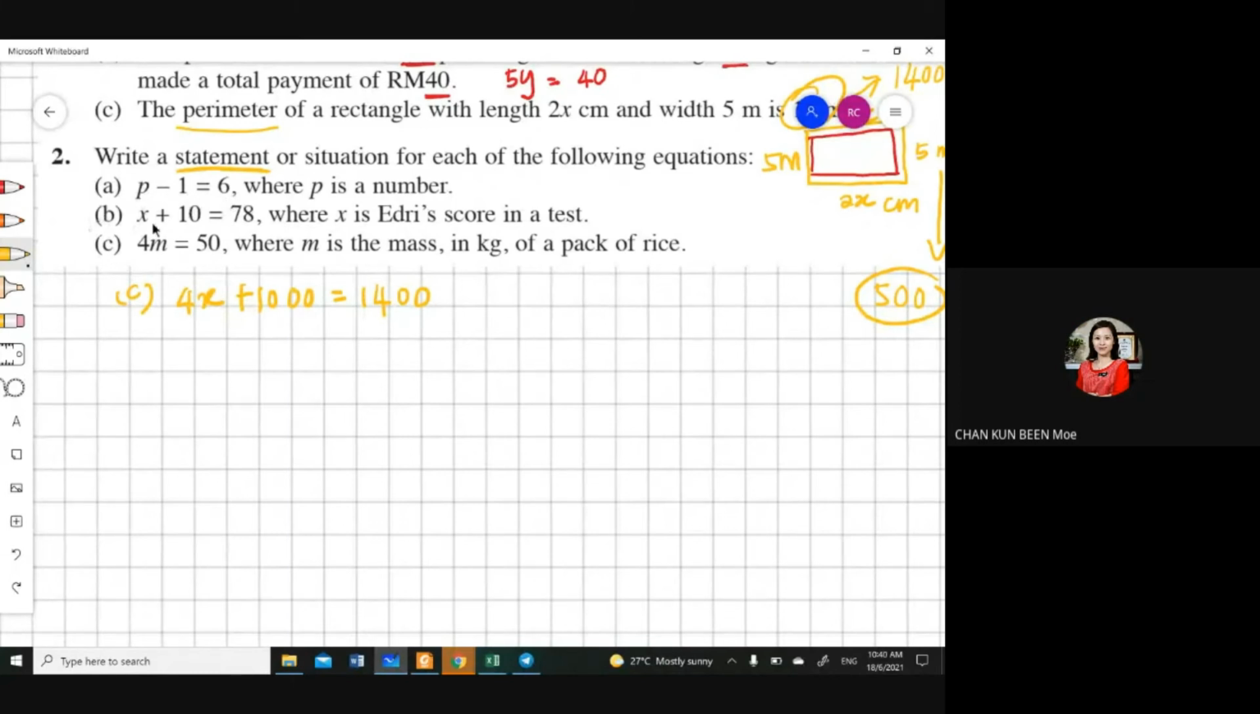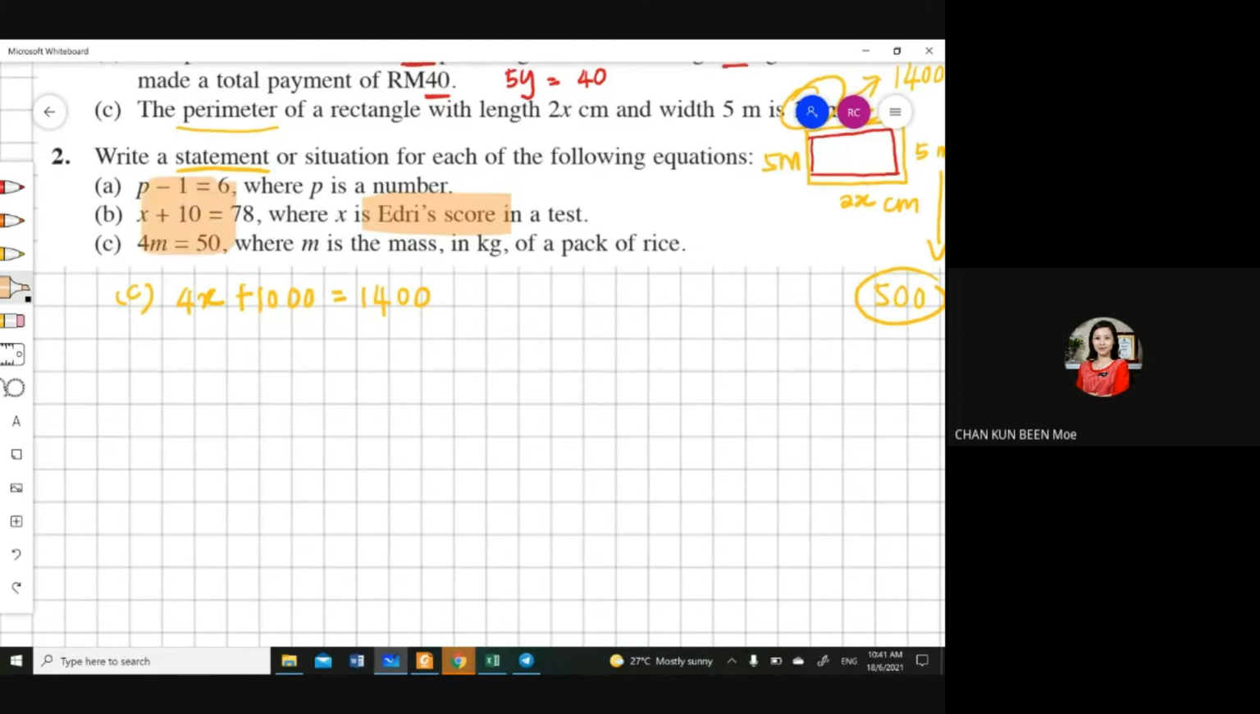x plus 10 equal to 78, where x is Adri's score in a test. Okay, so they give you the requirement over here. x is Adri's score, so you have to mention about Adri's score. So how are we going to use Adri's score over here to describe the statement? Adri's score is added by 10. Correct? You can say Adri's score is added to 10 because the next one you say added to.